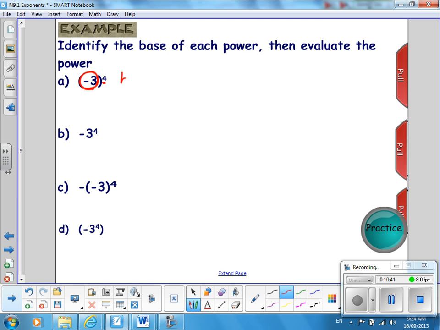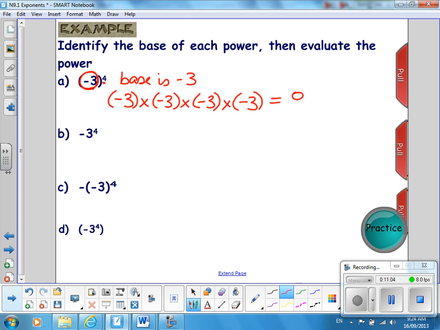So if our base is negative 3, repeated multiplication is the base multiplied however many times there was an exponent. So negative 3 gets multiplied 4 times. And a negative times a negative times a negative times a negative is a positive number. So our answer is just 81.